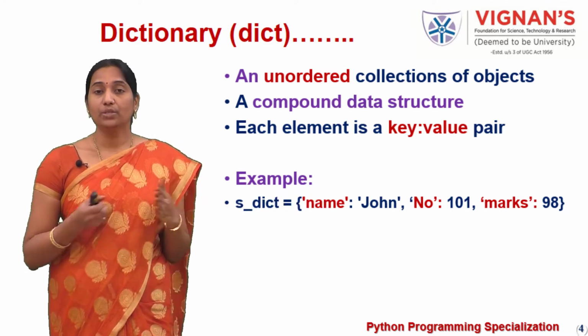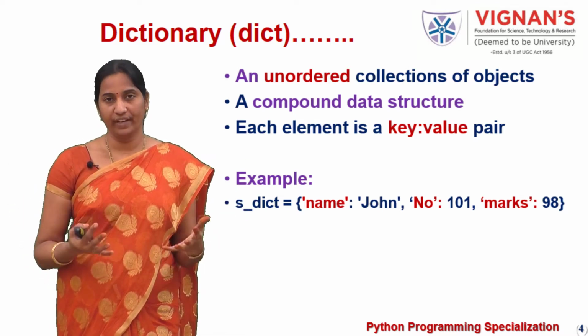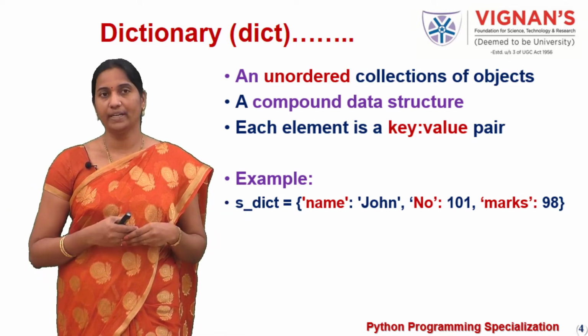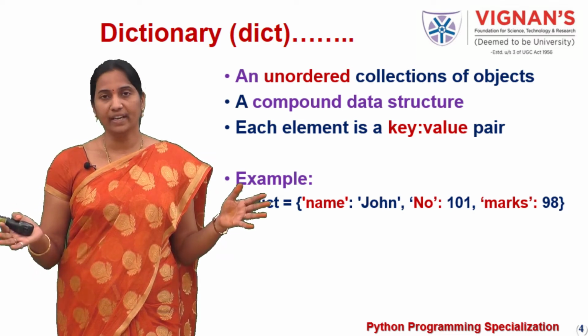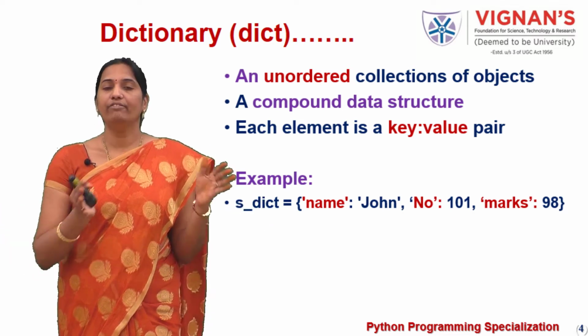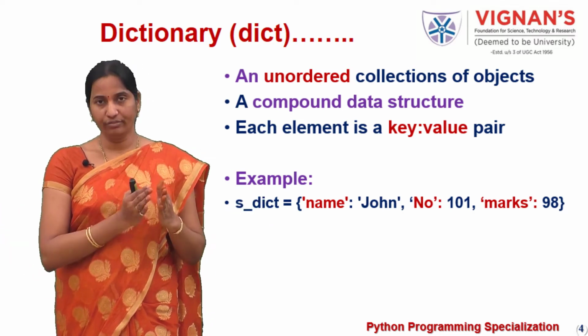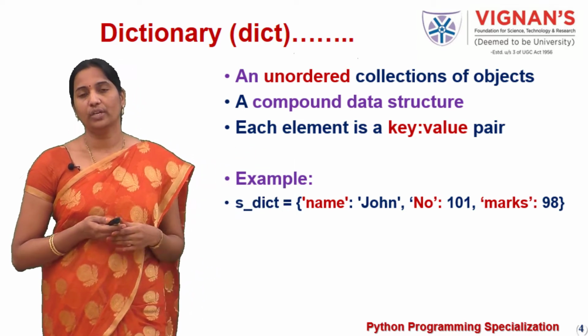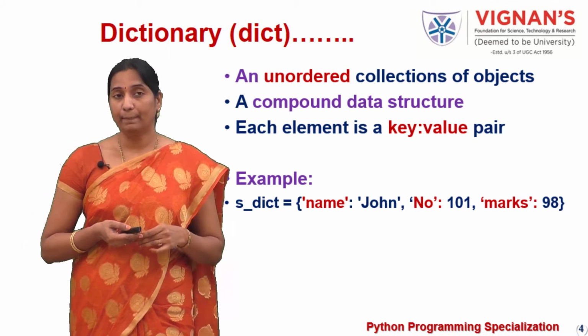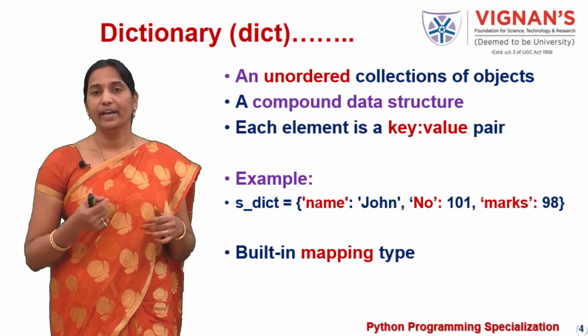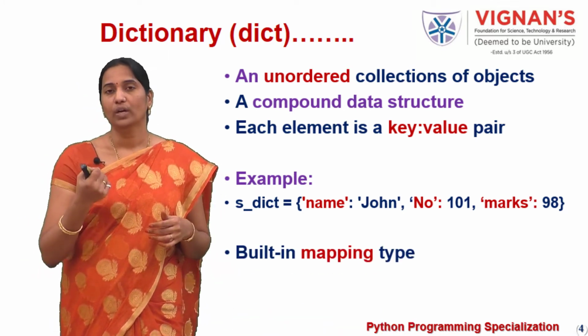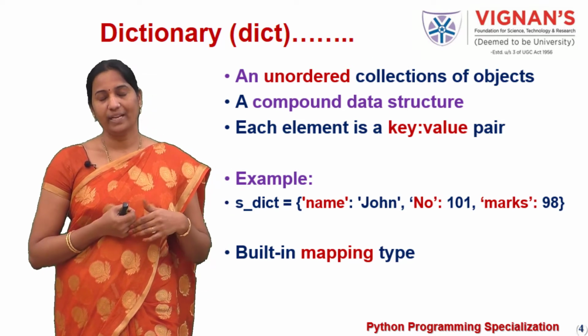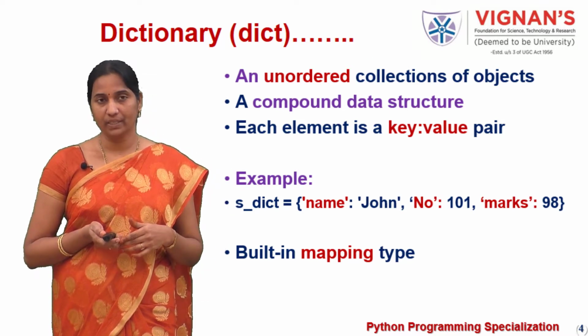That is how a dictionary is basically an unordered collection of elements, which is a compound data structure, and there is no ordering among the elements in the data structure. Every element constitutes a pair of key and a value. And this dictionary data structure is also known as a built-in mapping type. The reason is that we are associating every value with the corresponding key. So that's how it's known as a built-in mapping data type.